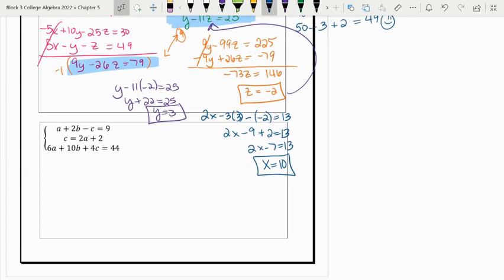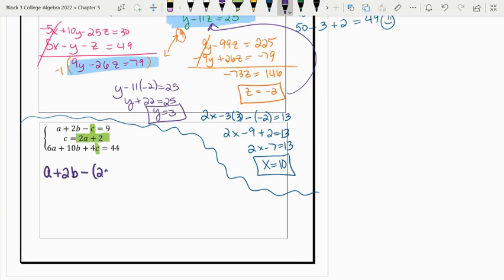All right, question 2. This one's a little nicer because we already have c equals 2a plus 2. So let's look at this one a different way and substitute that c equals here for the top c and the bottom c and see what we end up with. Okay, the first equation will give me a plus 2b minus c, so minus 2a plus 2, equals 9. And the last one's going to be 6a plus 10b plus 4 times c, and c is 2a plus 2 equals 44.